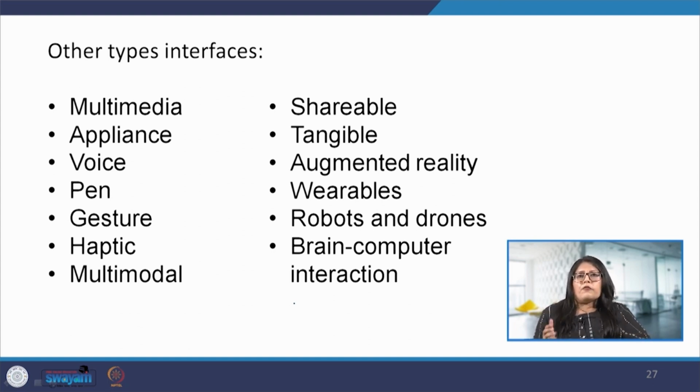And then we have wearables, robots and drones, and augmented reality. So, all of these other types of interfaces are also here.